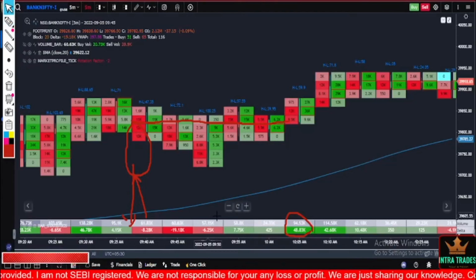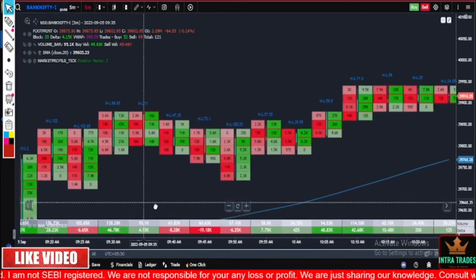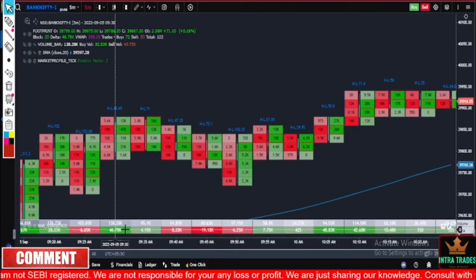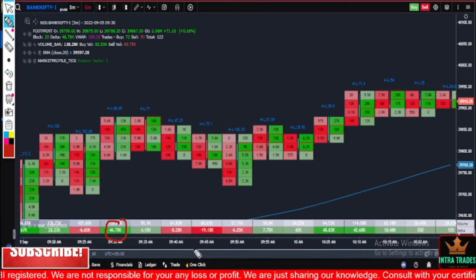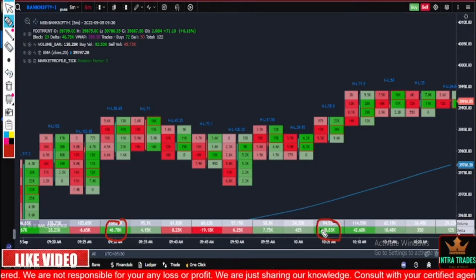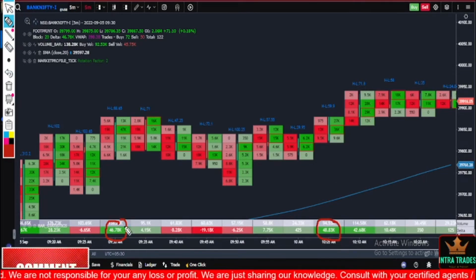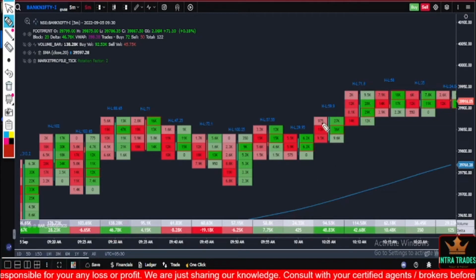Now the order flow chart. At the 9:30 candle it is 46,000 delta, and now it is 48,000 delta. So it is higher than this. Okay, accept. Now, have you taken a trade here? No, I haven't.